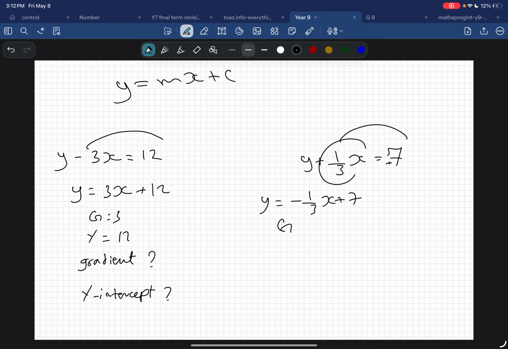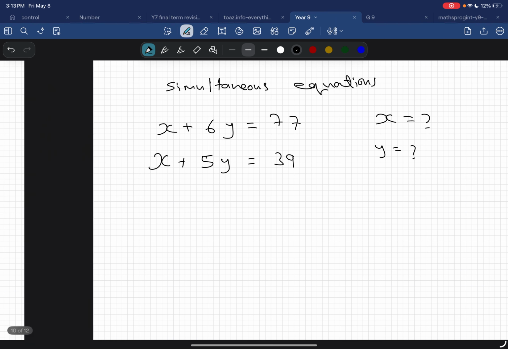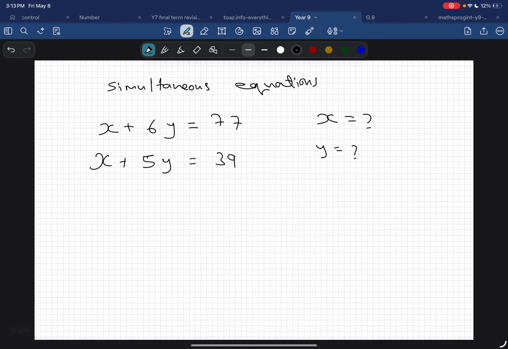And here the gradient is what? The gradient is minus a third, the coefficient of x. And the y-intercept is what? Is 7. Simple as that. Very easy, right? Simultaneous equations, or basic equations showing the same values of x and y. We need here to use the elimination method to know the values of x and y.